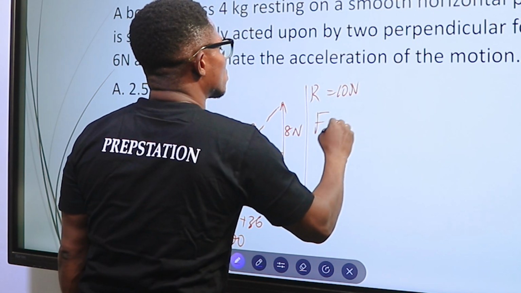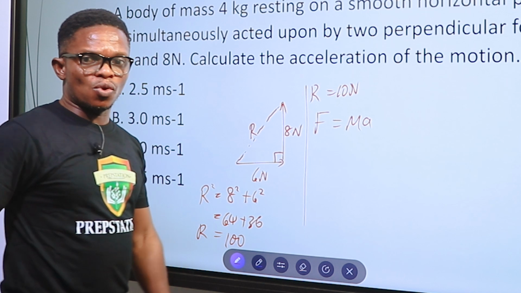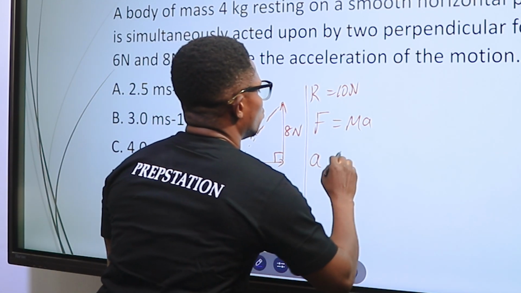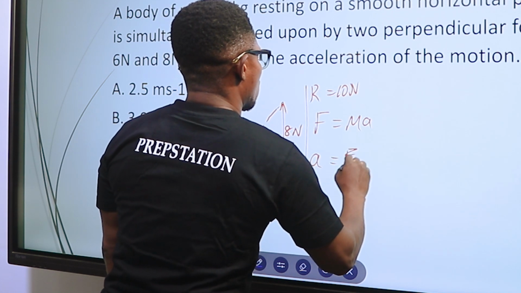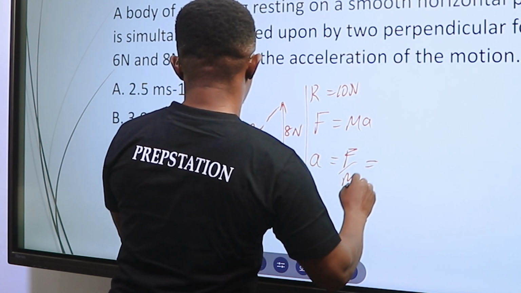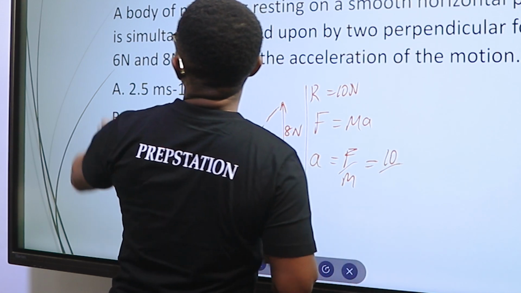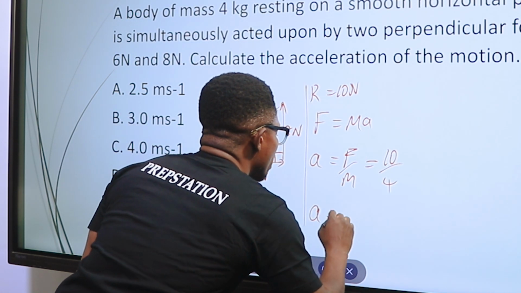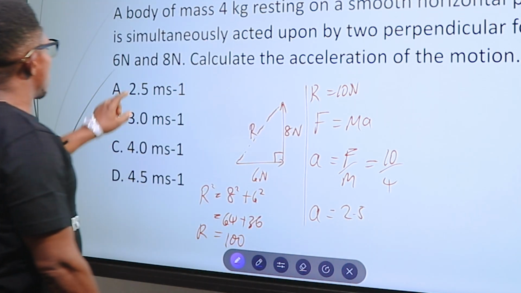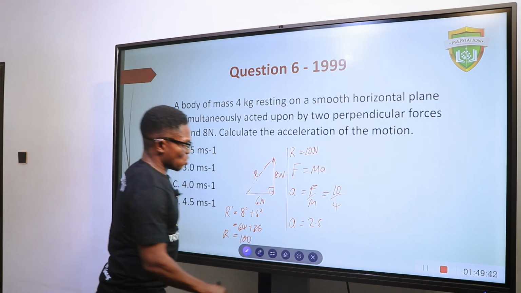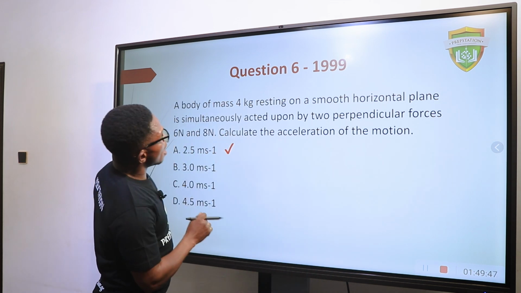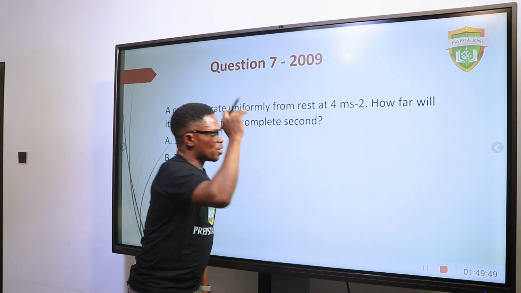Now applying Newton's second law, F equals to ma. So a will be equal to F over m. F is what? 10 Newton. m is 4 kilogram. So when you play with this, a should give you 2.5 meters per second squared. Okay? Yep, that's correct. Let's quickly move to another question.